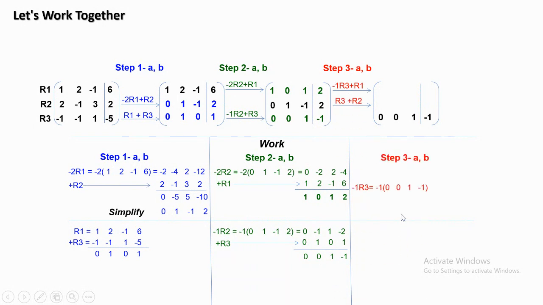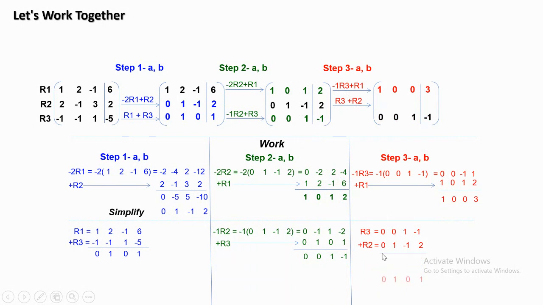And here's my work. Negative 1 row 3 will give us 0, 0, negative 1, 1, plus row 1. Row 1 was 1, 0, 1, 2. After we add them, it's going to give us 1, 0, 0, 3. That's my new row 1. Row 3 plus row 2: there's my row 3, which was 0, 0, 1, negative 1, plus row 2, which would be 0, 1, negative 1, 2. After we add them, it's going to give us 0, 1, 0, 1. That's my new row 2.